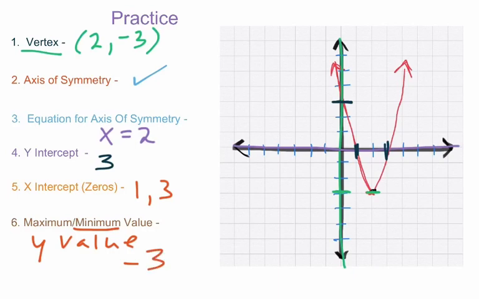And there we go. We've got our example done. Vertex, axis of symmetry equation. We've got the y-intercept, we've got the x-intercept, and the maximum or minimum value.